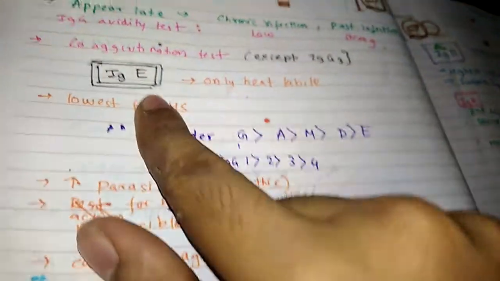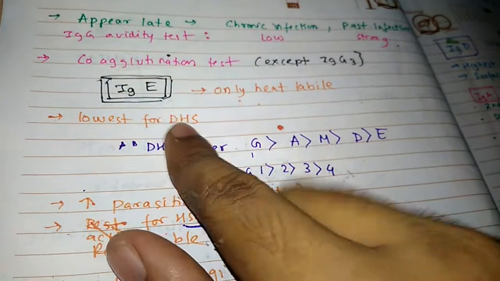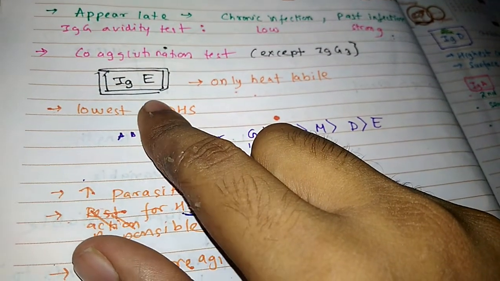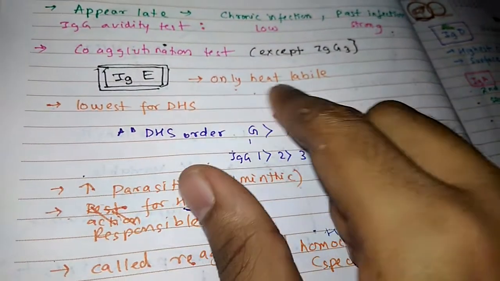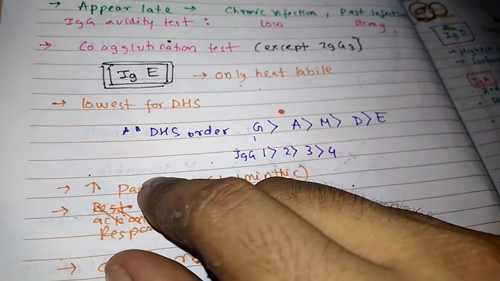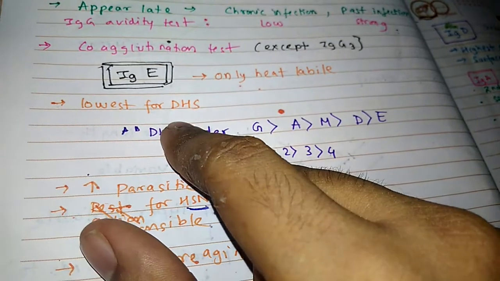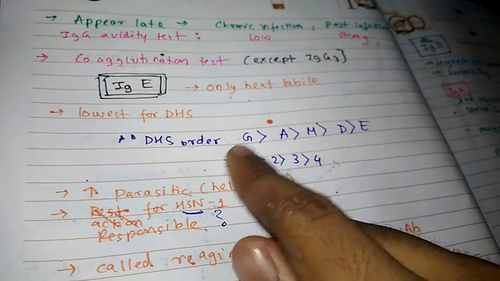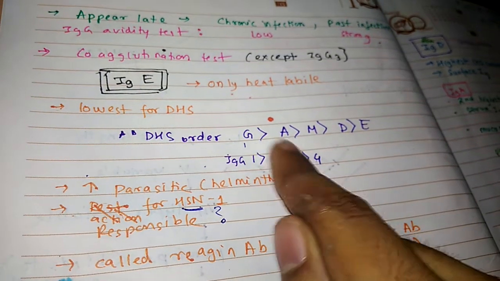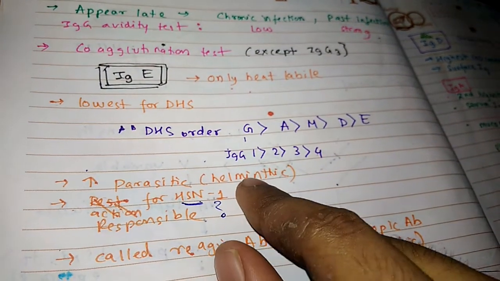Next, we come to the IgE antibody. IgE is the antibody that is heat labile, sensitive to heat. That's why I gave it a heat color, that is orange. And it is the lowest in DHS. As I told before, the DHS order is GAMDE, G-A-M-D-E.